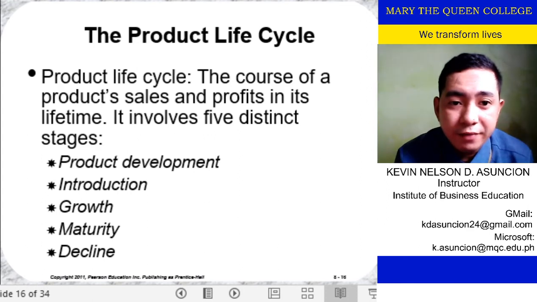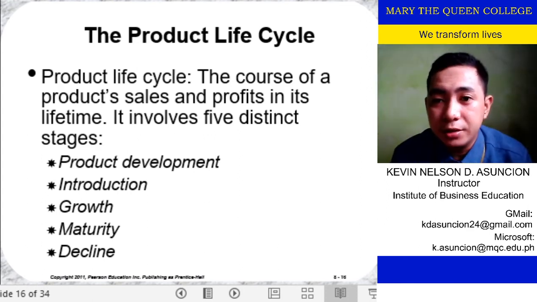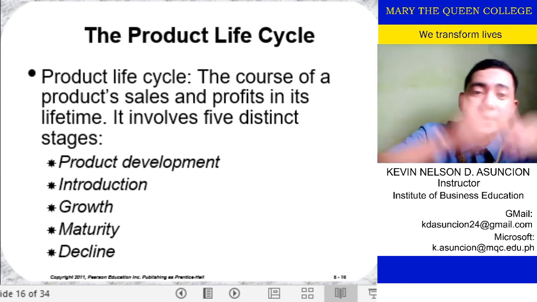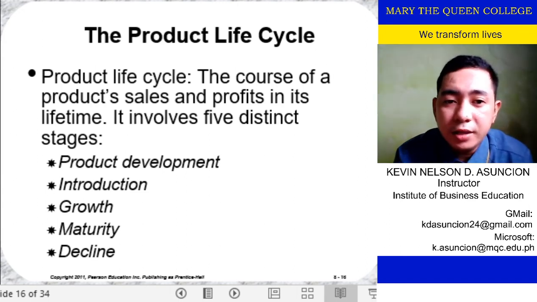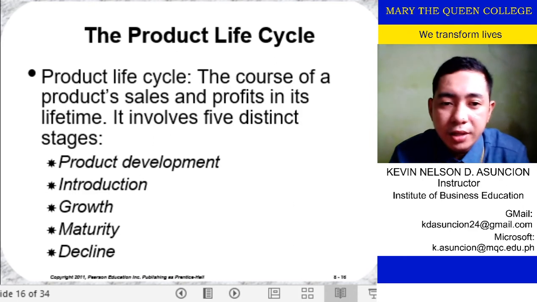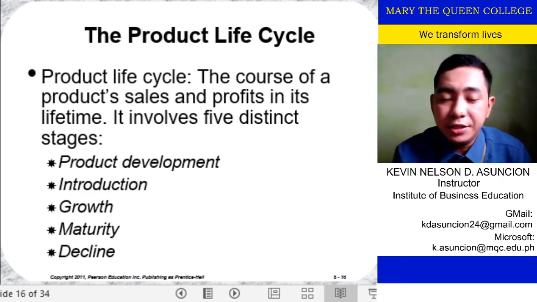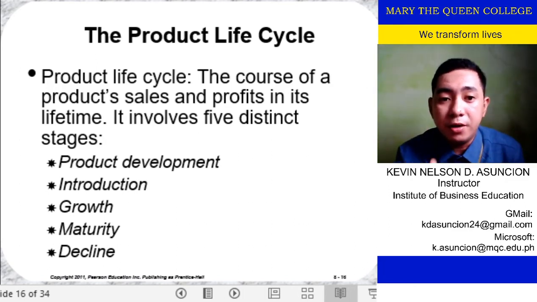So it involves 5 distinct stages. Kung ang tao has this life cycle, ganun din ang product. So there's an artificial life cycle where a product you get to do product development, the introduction, growth, maturity, and decline. So the product development, yung nabanggit natin kanina is just yun nga, yung conceptualization and the building of the product.